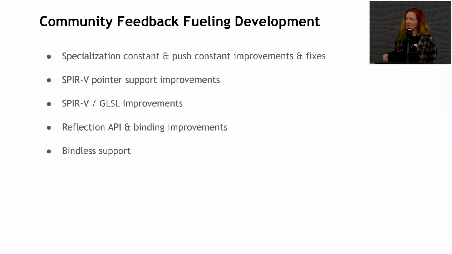Now, we've been getting a lot of great feedback and contributions from the community, and that's driving lots of improvements, fixes, additions in the last 2 months. Specialization constants and push constant improvements. I believe a lot of this has been contributed by community members, which is really cool. We've also got improvements to the reflection API and how you do binding. We added a lot of documentation for that. I personally am on a big push to get us more and better documentation. So please keep filing bugs about anywhere where something is not clear.